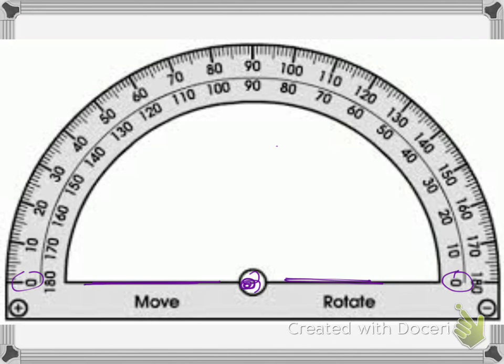Another thing we asked them to do is to go ahead and put A for an acute angle, R for right angle, or O for obtuse. This will help them determine which number to choose. They do know that an acute angle is less than 90 degrees, a right angle is exactly 90 degrees, and an obtuse angle is greater than 90 degrees.